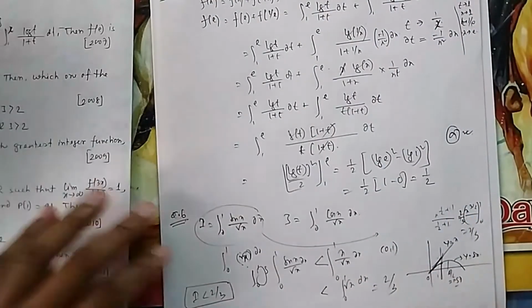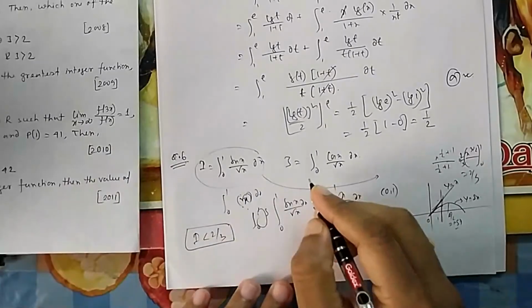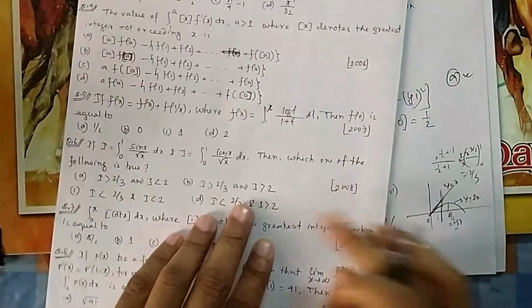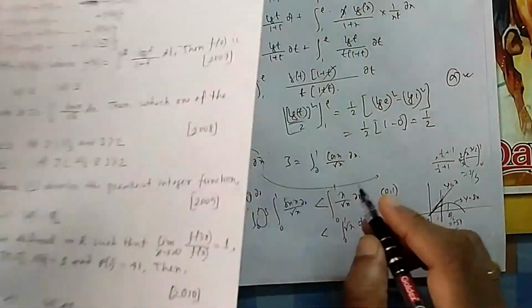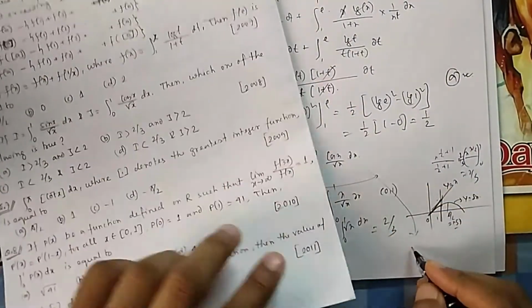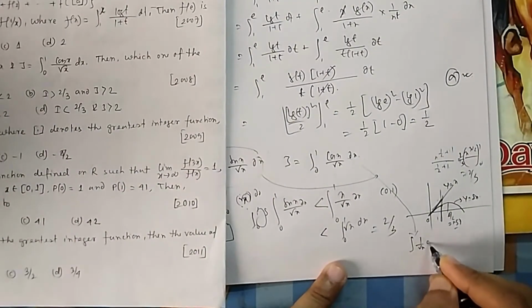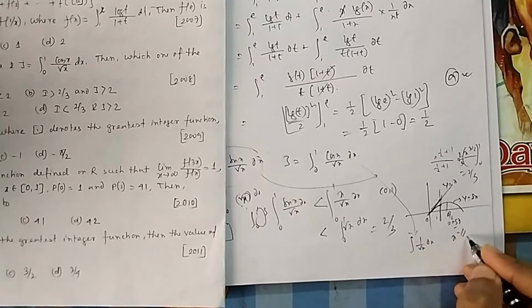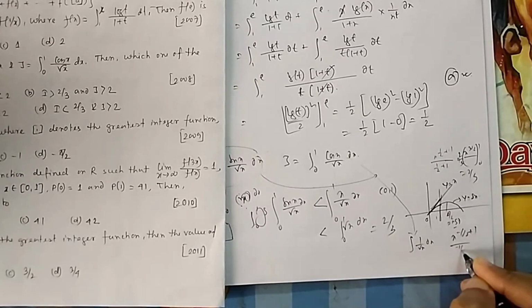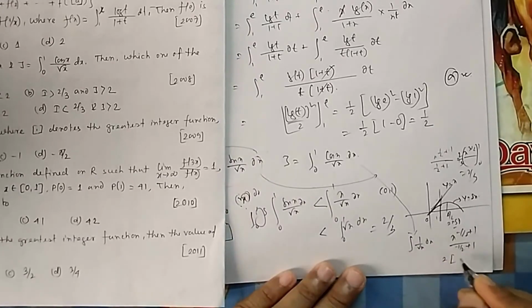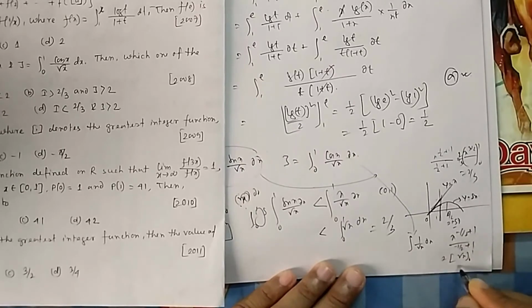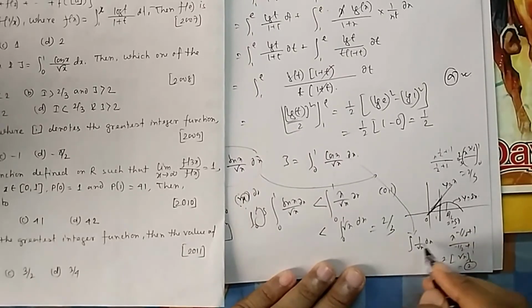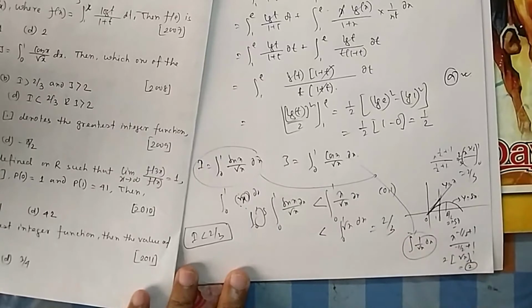Next you have to think for J. Now again J they are comparing with 2. So when 2 will come, now if you think, if you integrate 1 by root x dx, that is x to the power minus half. So it will be x to the power minus half plus 1 divided by minus half plus 1. So it will be 2 root x. 0 to 1, it will be 2. So if you can compare it with this one, then it will be done.